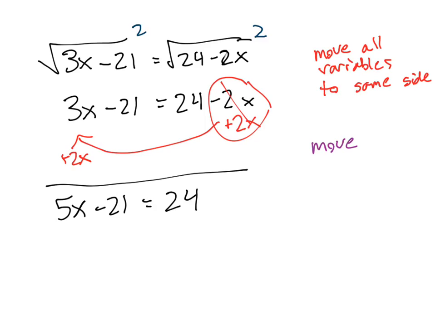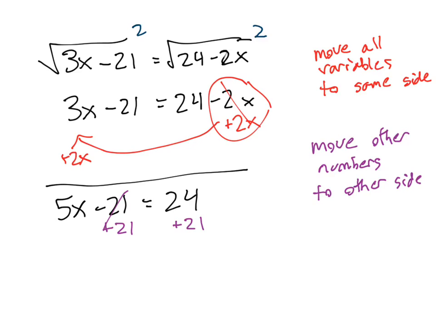And now let's move all of the other numbers, not the variables, to the other side of our equal sign. If we add 21 to both sides of the equation, we get 5x equals 24 plus 21 is 45. And now we can divide both sides of our equation by 5, and 45 divided by 5 gives us 9, so x equals 9.